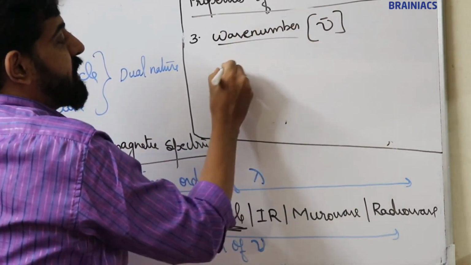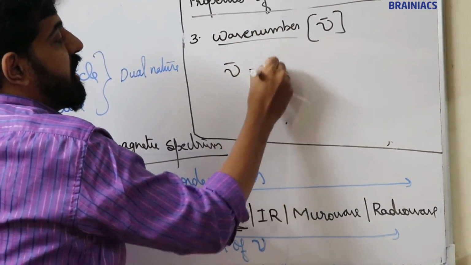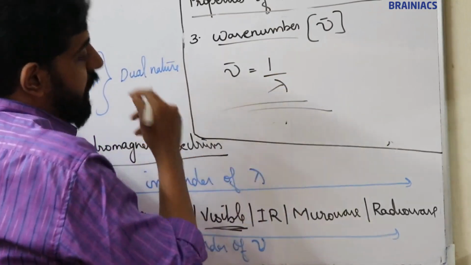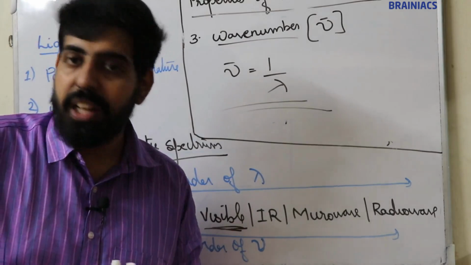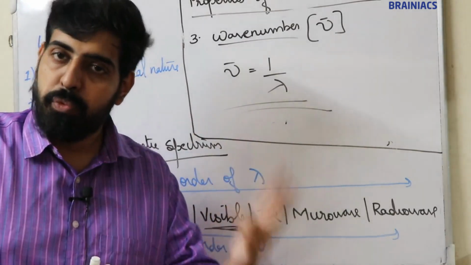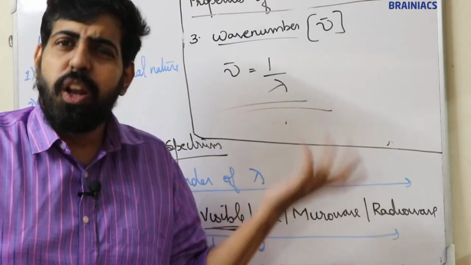Nu bar, the reciprocal of wavelength. Reciprocal of wavelength is known as wave number. These are the properties of transverse wave: wavelength, frequency, wave number, and velocity is also there.